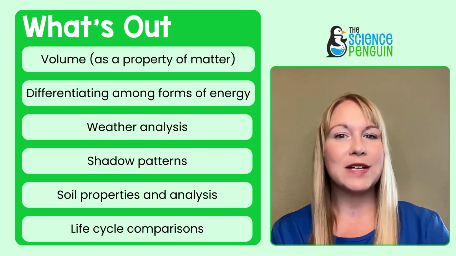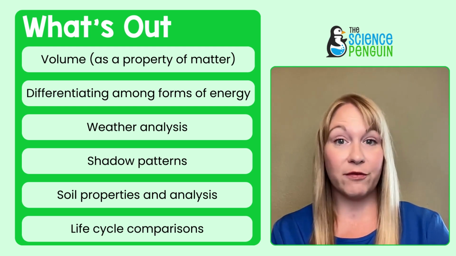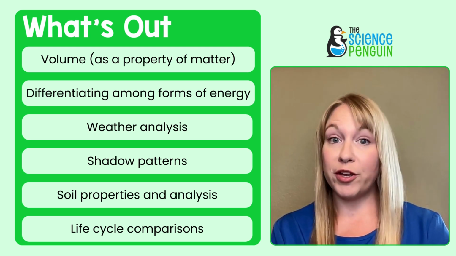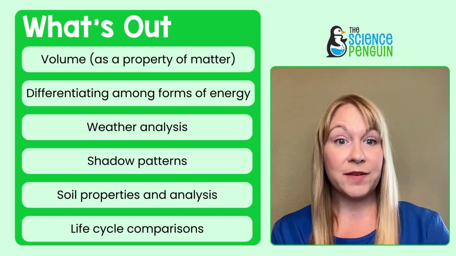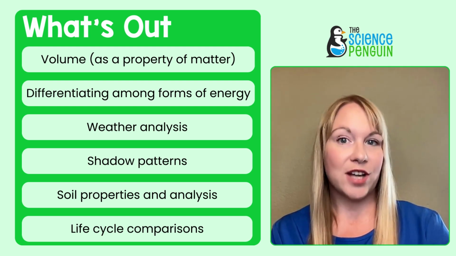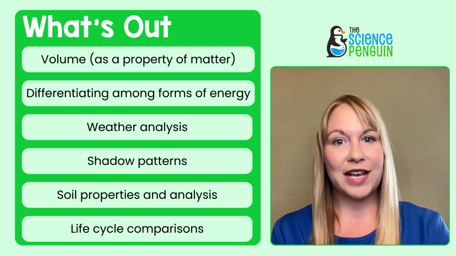First, let's talk about what's out in the 4th grade TEKS. Topics you will no longer see in 4th grade include volume as a property of matter, differentiating among forms of energy, measuring, recording, and predicting weather changes, shadow patterns, soil properties and analysis, and life cycle exploration and comparisons.